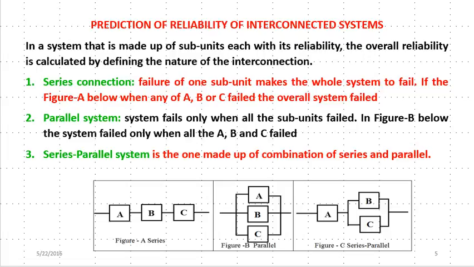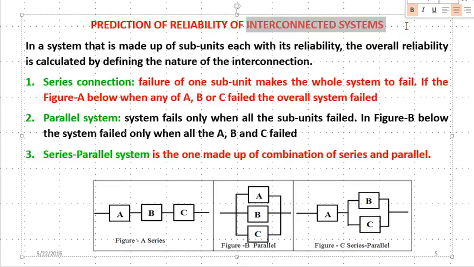So the next thing is we are going to look at the methods of prediction of reliability of interconnected systems. By interconnected systems, we mean a system that has different stages, and these stages are connected in two different ways. The first way is what we call the series connection, and the second one is what we call the parallel connection. Of course, there is a third one, but it's a combination of series and parallel.